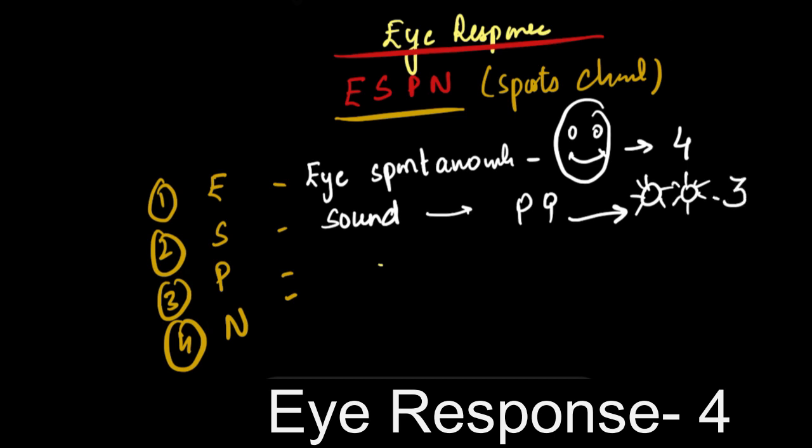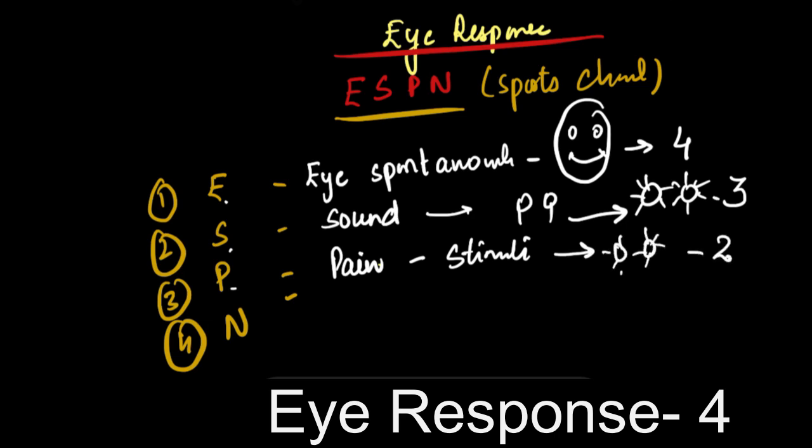Then we have P, that is pain. The patient is not responding spontaneously, and not responding to sound. So you will give some stimuli. Either you will pinch the patient, or you will give some trapezius squeeze, and then the patient will go from not responding to responding, and will open their eyes. Just give a score of 2. And N is for no response. Means you have given a sound, you have given pain to the patient, and still the patient gives no response. Just give a score of 1.